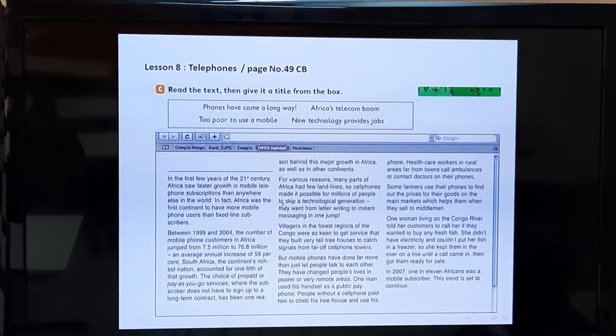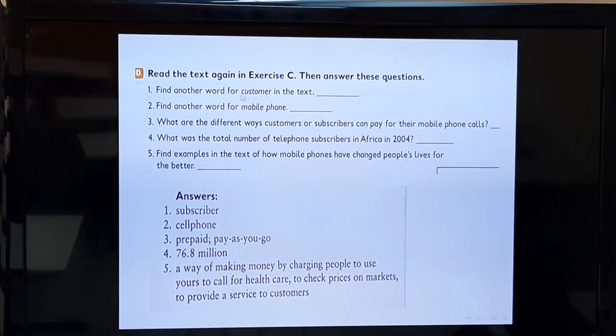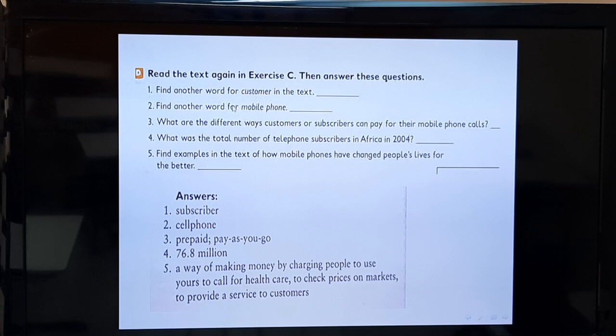Then you have an exercise under this text, section D, on the same page in the course book, page number 49. Read the text again. Exercise C, answer these questions. Be careful with these words. Find another word for customers in the text. The answer is subscriber. Be careful because it might come as matching. Find another word for mobile phone: cell phone.